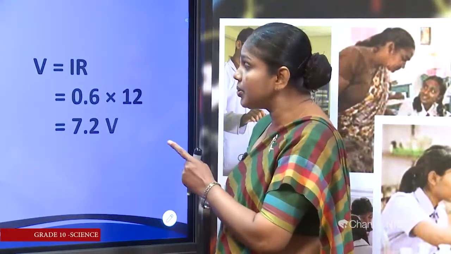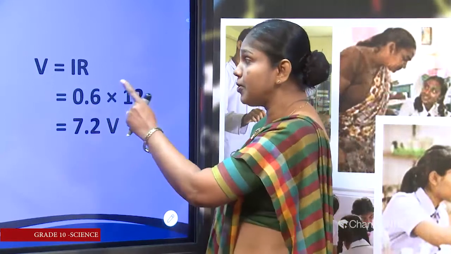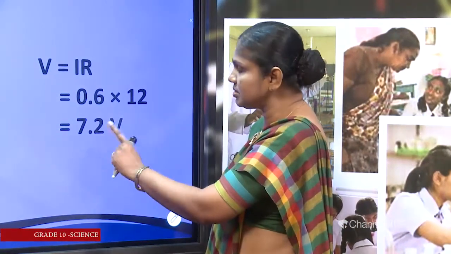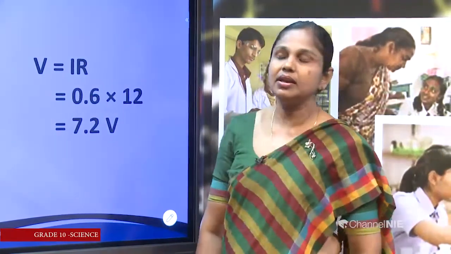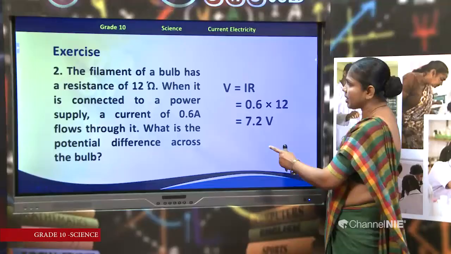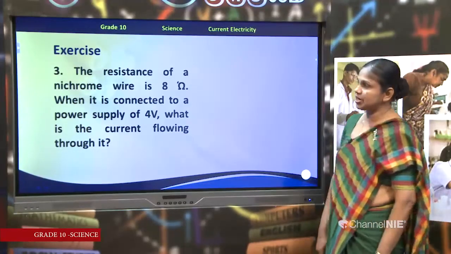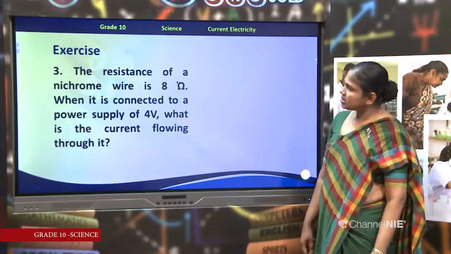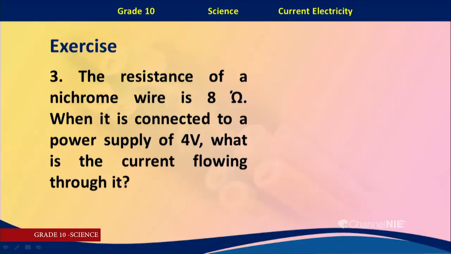And when you know the current flow and resistance, you can easily find the potential difference. Right. Then move to the next question. The resistance of a nichrome wire is 8 ohm. When it is connected to a power supply of 4V, what is the current flowing through it?